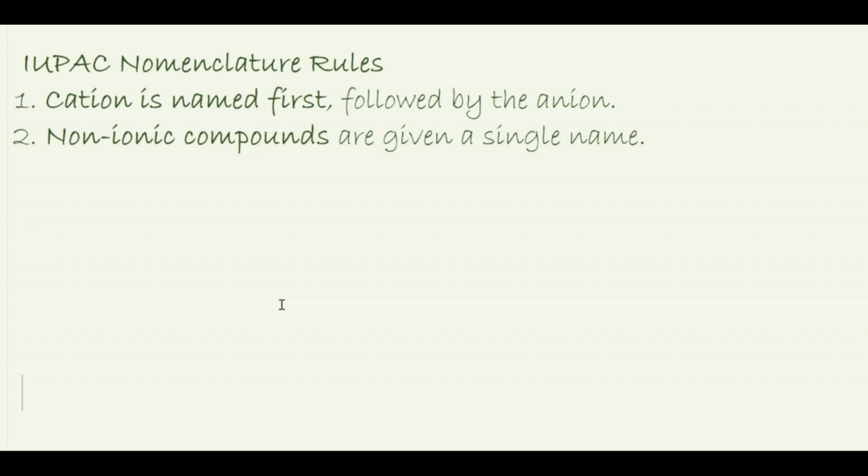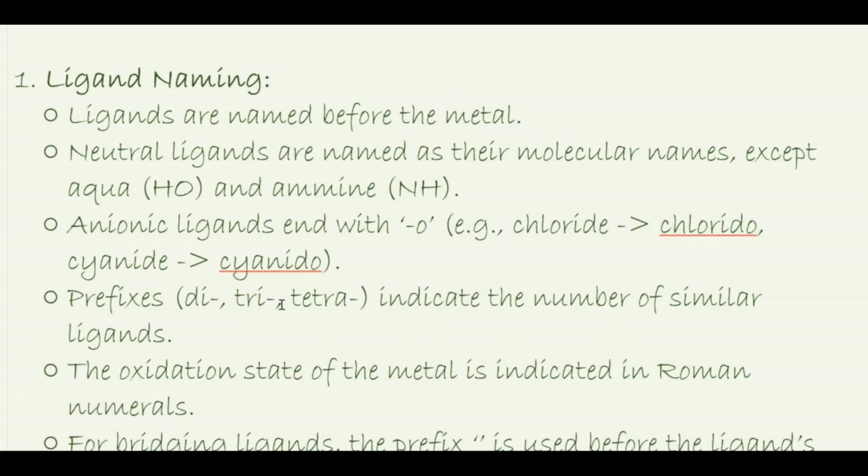The ligands must be named before the metal. The metal will be named at last. Neutral ligands are named by their molecular names, except aqua, which is H2O, and ammine, that is NH3. Anionic ligands end with the O sound. Let's say I have Cl. It should end with chlorido, not chloride. Chlorido, bromido, iodo, fluorido. And cyanide becomes cyanido.